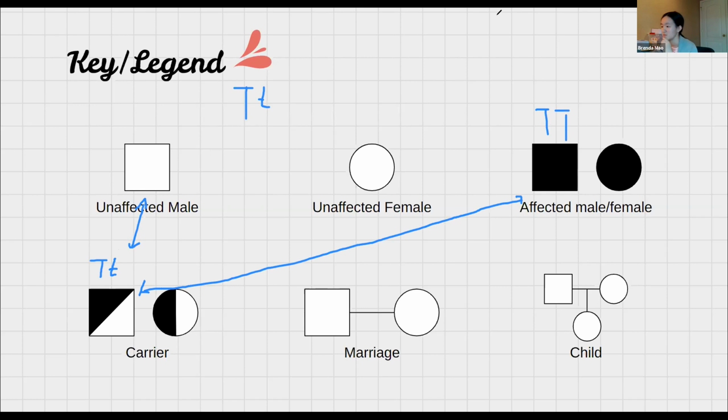Can the affected human be tall or short? Well, what do you mean? It's so confusing. Are you talking about, is it possible for them to be tall or short?